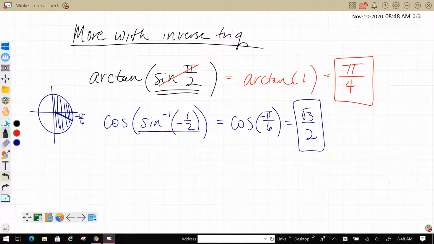Who got that one right? 3 people? What the what? Okay, let's do another one then. What questions do you have? Yeah? Why would you not use 11 pi over 6?